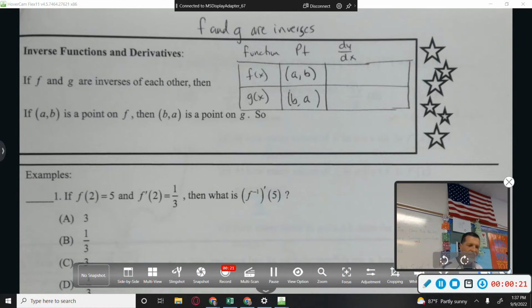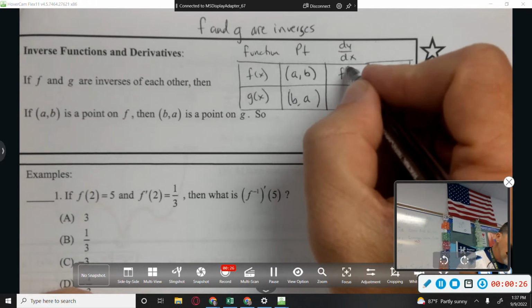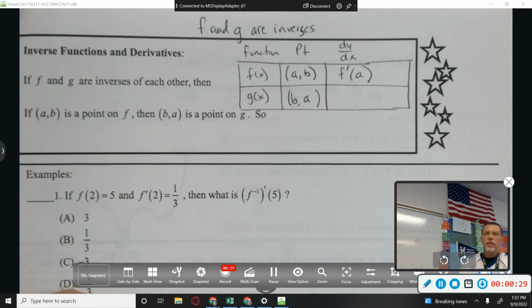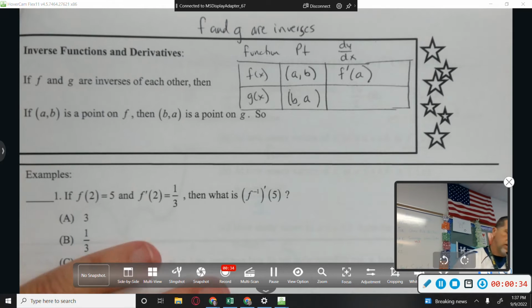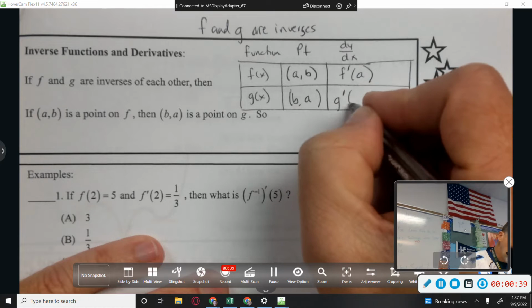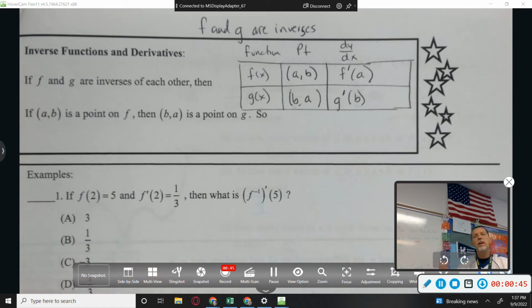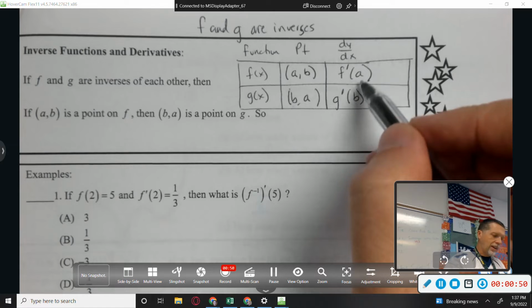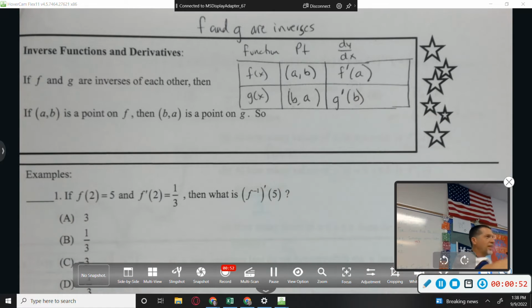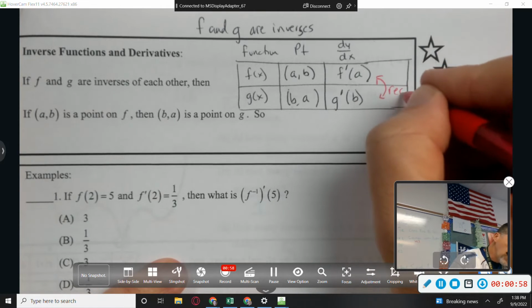Okay, the derivative. So the slope. The first one's easy. That's just the slope of f at a. The second one is the slope of g at b, because we've got to use the x value. How are these two related? This is the word: they're reciprocals. And so that's the big deal. These two values are reciprocals.